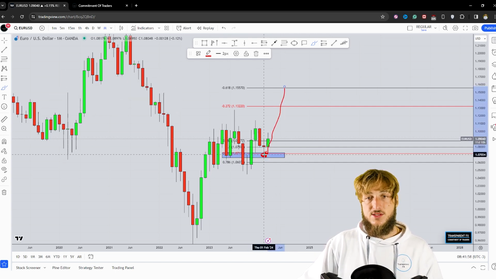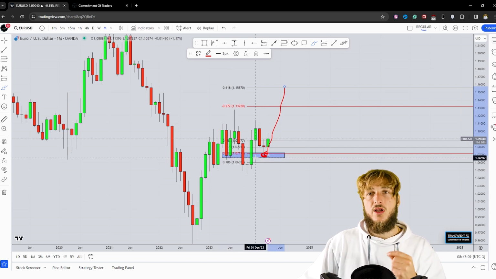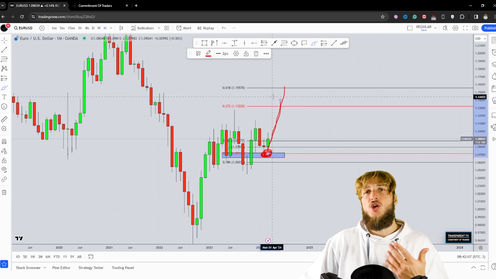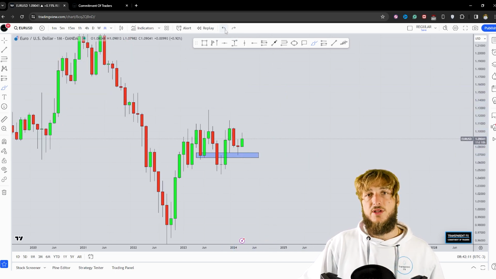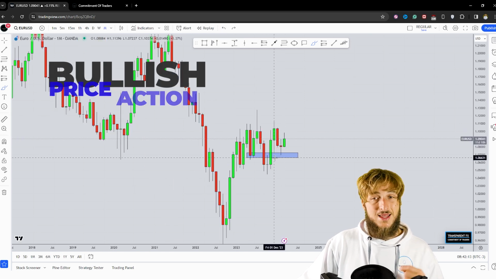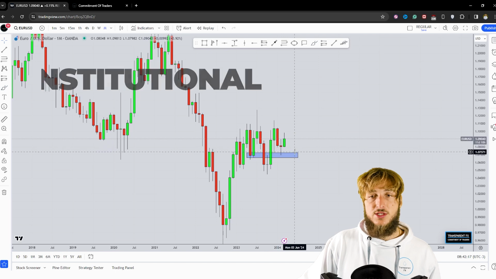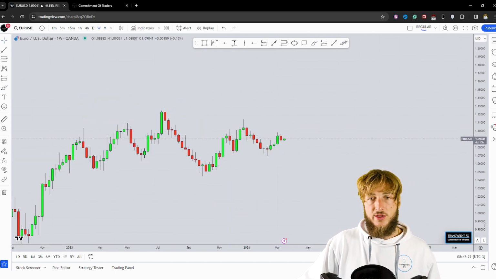Now, in this case, the 0.618 was lining up perfectly with this previous support, therefore creating a confluence of support inside of this level, which once again, you would expect the market to reject to the upside. So here on the monthly, everything seems quite bullish, and inside of this confluence of support, we could expect to see more institutional longing, which at that point would increase the probabilities of a potential push higher.